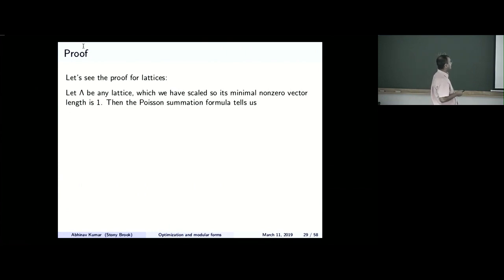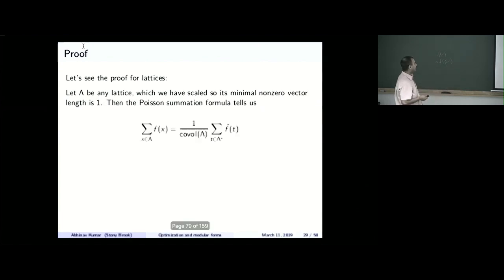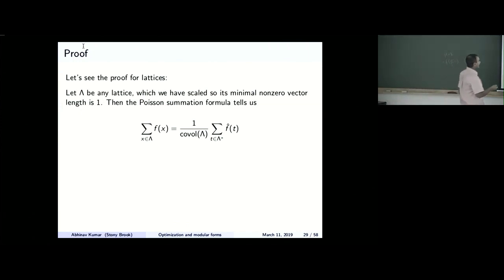Okay. And I'm just going to show you what the proof is for lattices. If you have any lattice, suppose we scale it so that the minimal vector length is 1, because the density of the lattice does not depend on the scaling of the lattice. Then you can write out the Poisson summation formula for f with respect to this lattice. It says if you sum f over all the lattice points, that's equal to the sum of f hat over all the dual lattice, except you have to scale by the covolume of lambda.